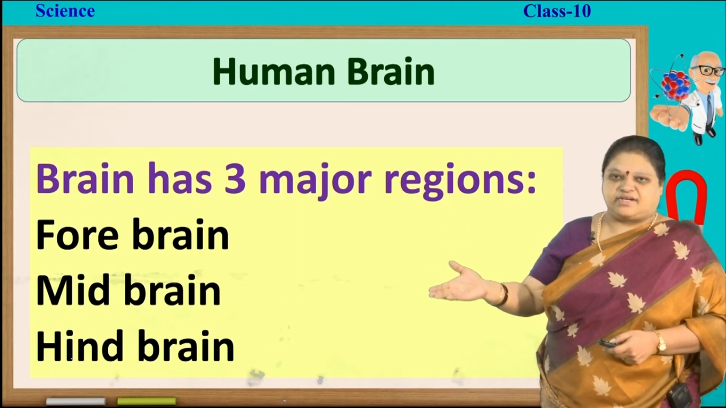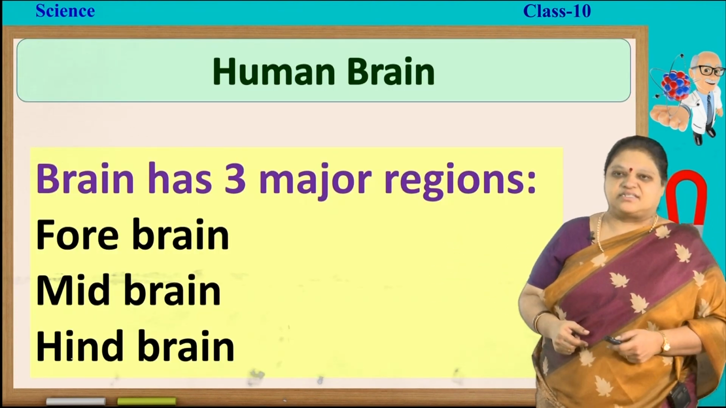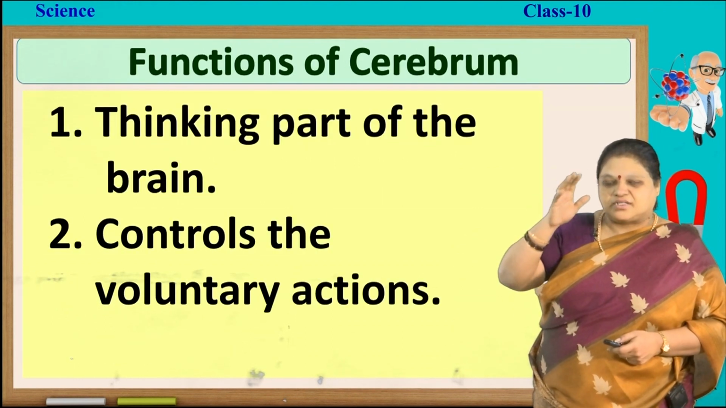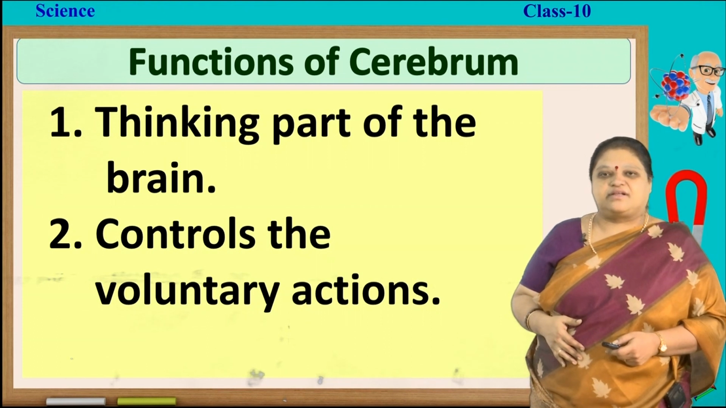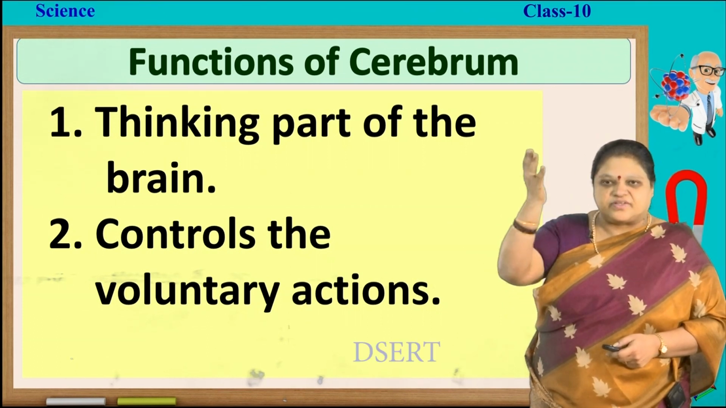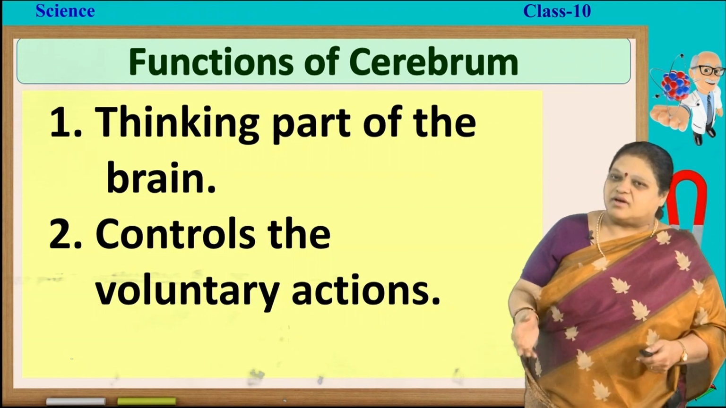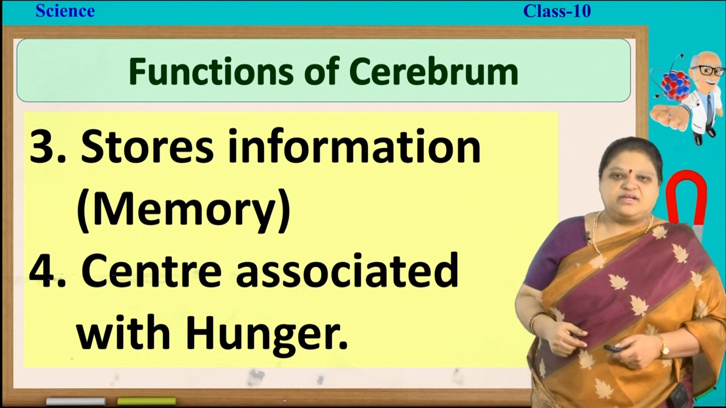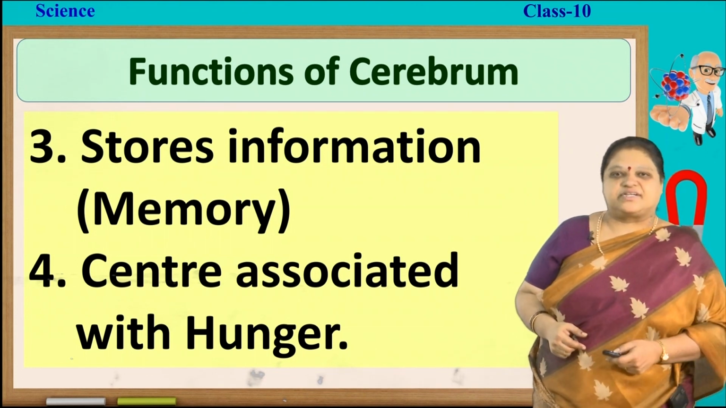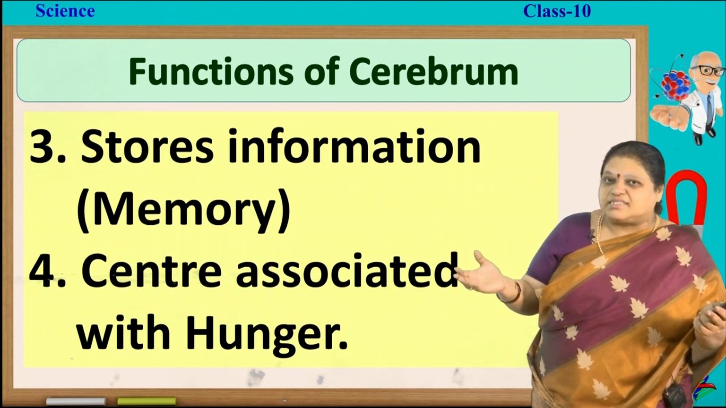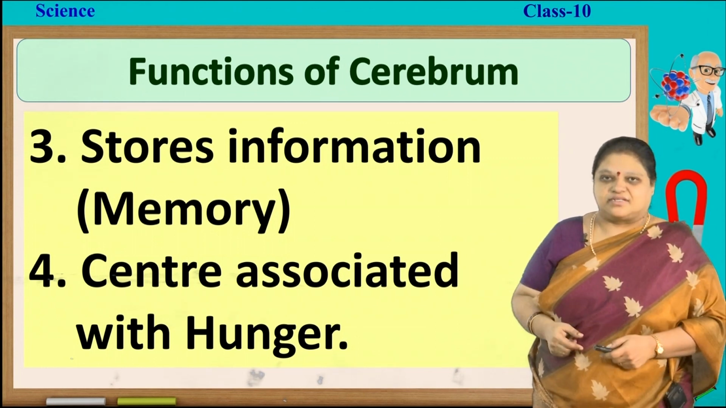Next, please write down: the brain has three major regions: forebrain, midbrain, and hindbrain. And what are the functions of this forebrain? In the forebrain you find the cerebrum. It is the thinking part of the brain. It controls the voluntary actions, and stores information in the form of memory. It is the center associated with hunger. Not only that, it receives sensory impulses from sense organs.